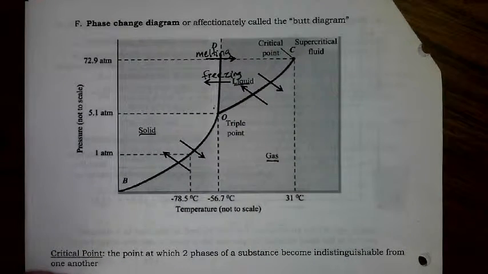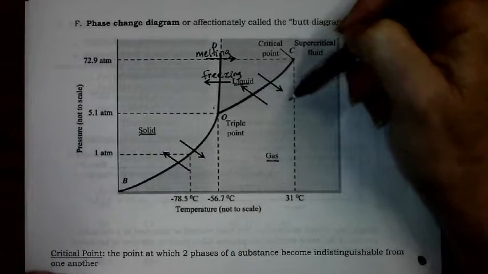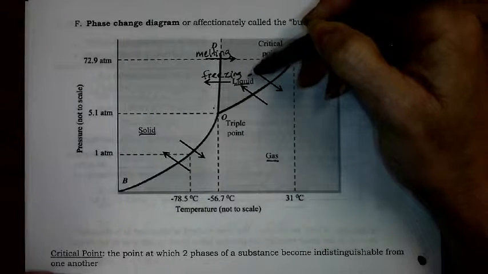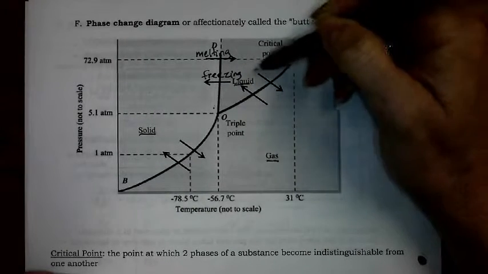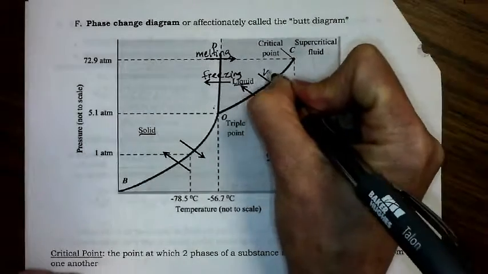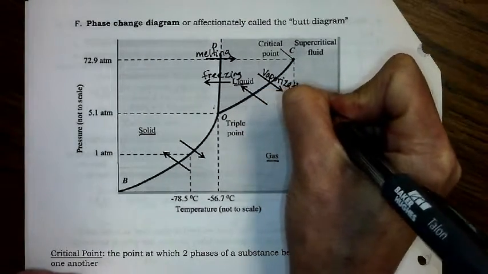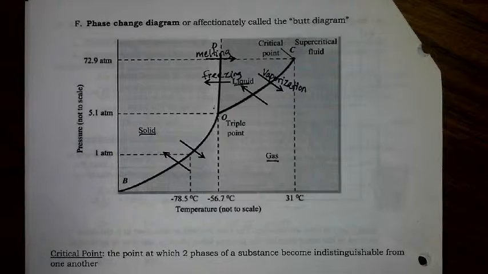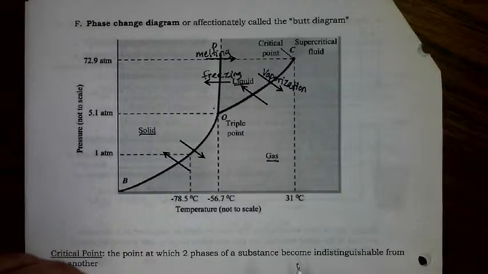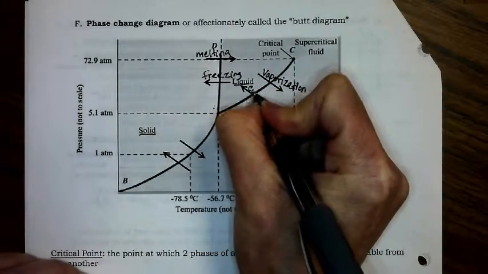So let's look at the other phase changes. Let's say we have a liquid and we heat it up until it becomes a gas. You would then, if you cross from the liquid section over to the right side of this line, be in the gas area of the graph. And so that phase change is called vaporization. And then if we had a gas and we cooled it down to a liquid, we can label that phase change as condensation.